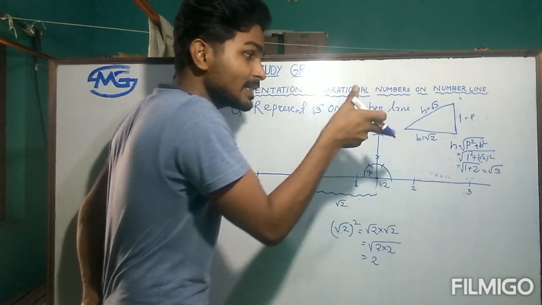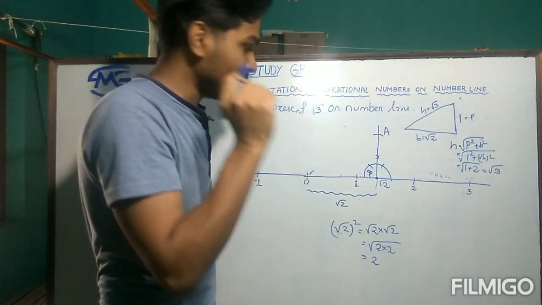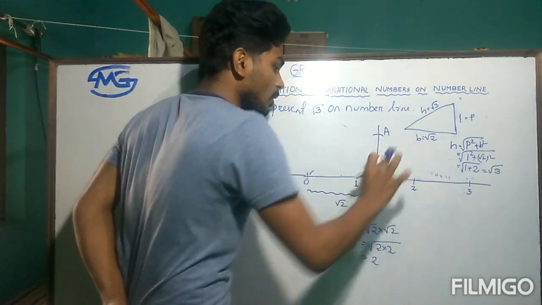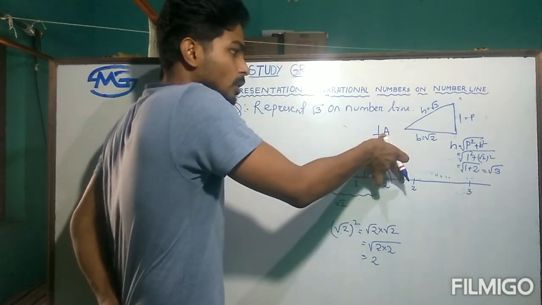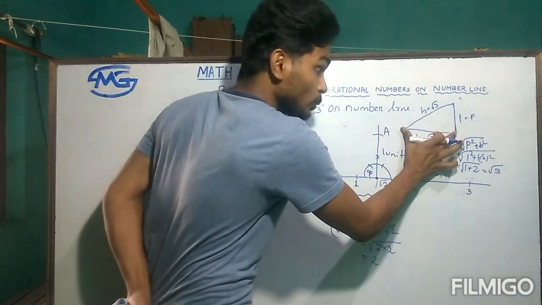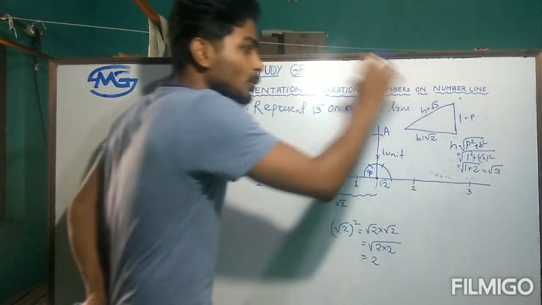this distance is equal to the distance from 0 to 1. It has to be remembered. The distance from √2 to A is always equal to the distance from 0 to 1. If it is 1 unit, then it will also be 1 unit. Why are we taking 1 unit? Because if it is √2 and it is 1 unit, the hypotenuse will be √3 unit.